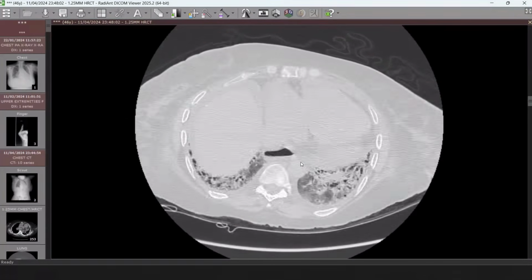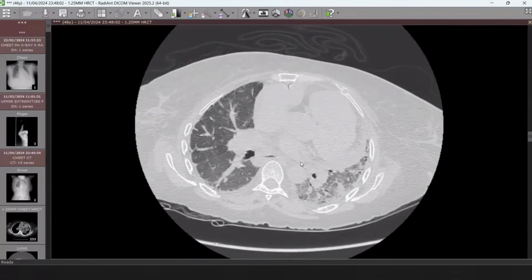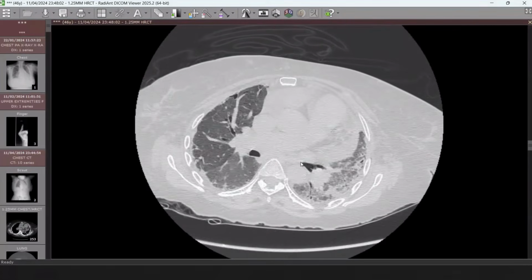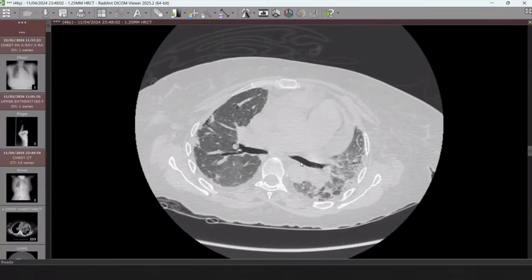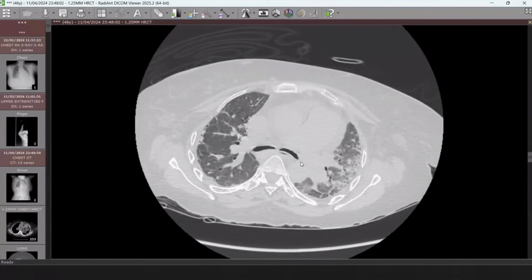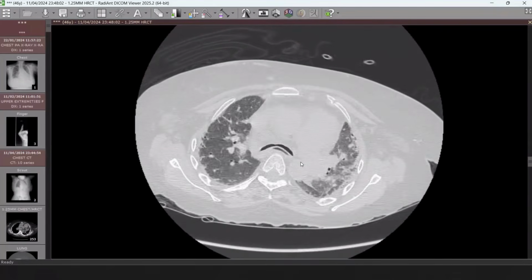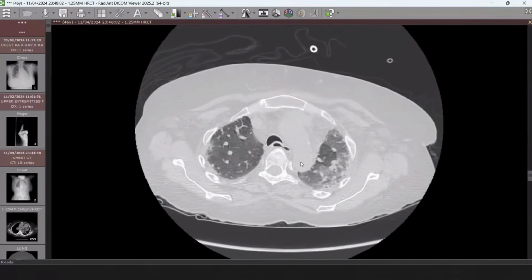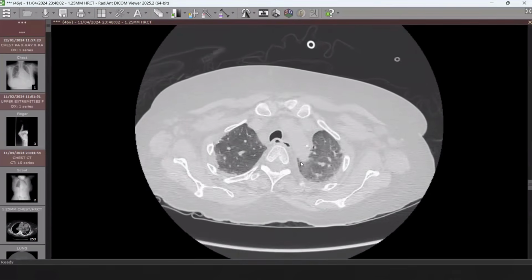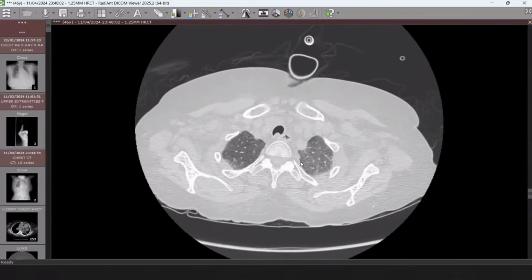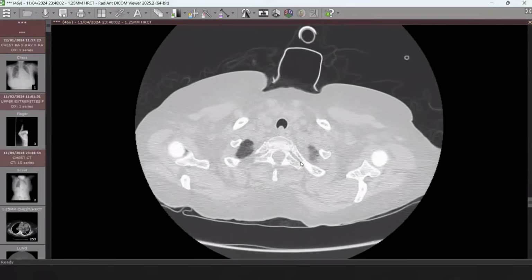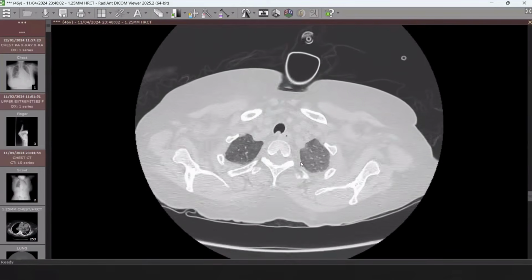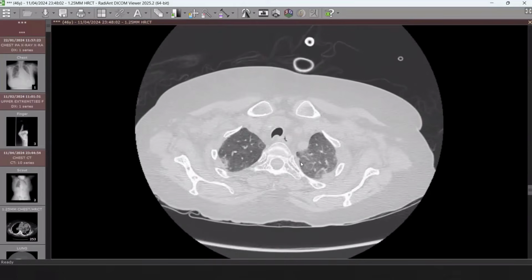Okay, I'm going to the opposite side. So there are areas of confluent nodular changes also seen, which is more marked on the left side. And there is also loss of volume seen on the left side, with mediastinal shift towards the left. Okay. I'm just going to check the rest of the findings.